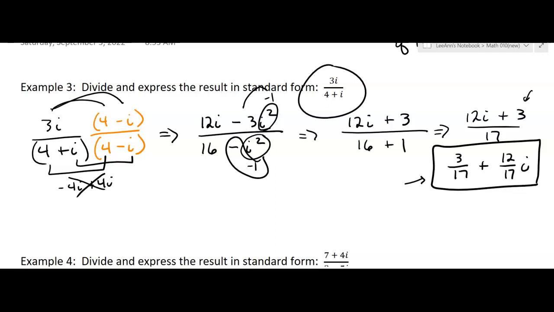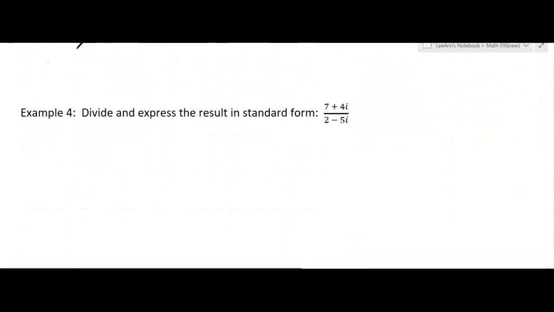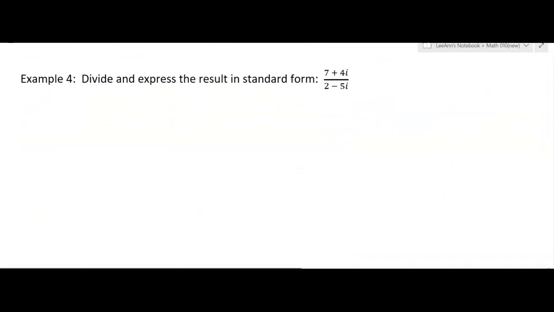We're going to do another problem in this video. It's the same process, but it's a little bit different. Okay, so that's my final answer that I have a box around. All right, so here we have another division situation. But you can see the numerator is not a pure imaginary number this time. It is a complex number in a plus bi form. Okay, so I have 7 plus 4i over 2 minus 5i.